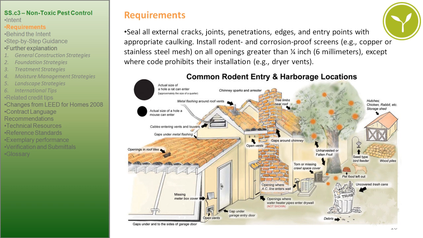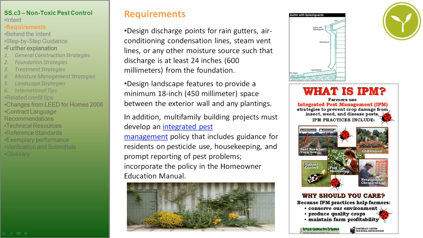Install rodent and corrosion-proof screens, example copper or stainless steel mesh, on all openings greater than 1/4 inch or 6 mm, except where code prohibits their installation, example dryer vents. Design discharge points for rain gutters, air conditioning condensation lines, steam vent lines, or any other moisture source such that discharge is at least 24 inches or 600 mm from the foundation. Design landscape features to provide a minimum of 18-inch or 450 mm space between the exterior wall and any plantings.